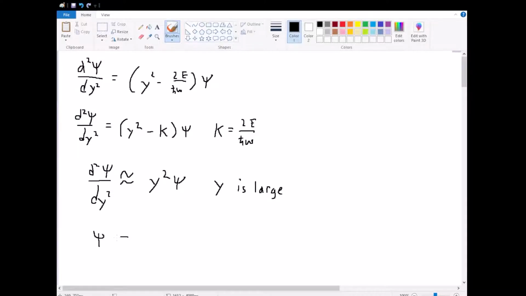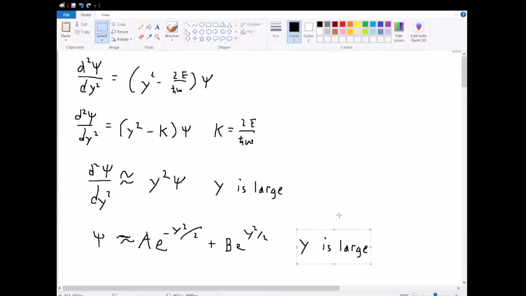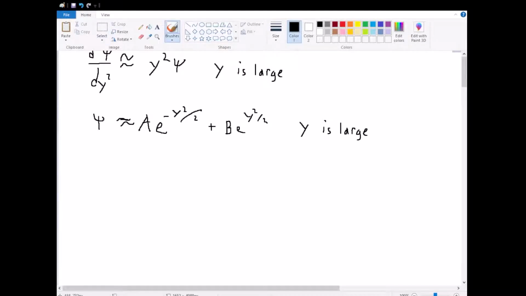In which case the solution for this gives us that psi is roughly equal to some constant A times e to the negative y squared over 2, plus some constant B multiplied by e to the positive y squared over 2. And once again, this is under our assumption that y is a large value. Instantly, one of the things we can see is that e to the y squared over 2 blows up at positive and negative infinity for y. So this is not normalizable if it remains in our solution. So automatically we can conclude that B has to equal 0.